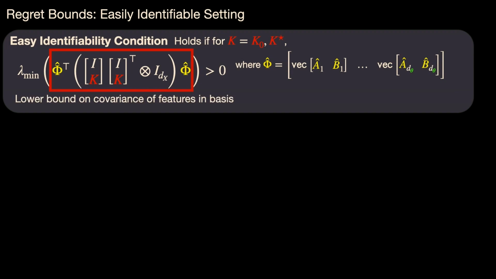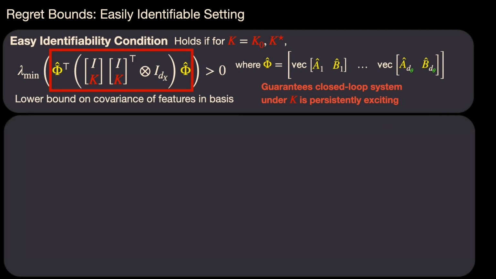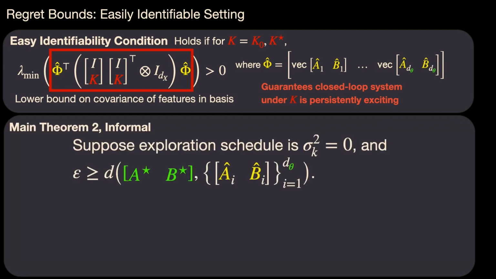Right? And what this matrix is actually representing is a lower bound on the covariance of the features from our approximate basis. Okay, so by guaranteeing that this is greater than 0, we're essentially guaranteeing that the closed loop system under the controller k is persistently exciting. Because of this, the iterations that we perform in our algorithm, where we play the certainty equivalent controller, are persistently exciting as well, and as a result, we can set the exploration schedule to 0.